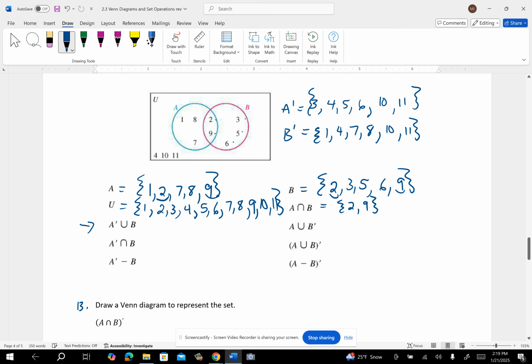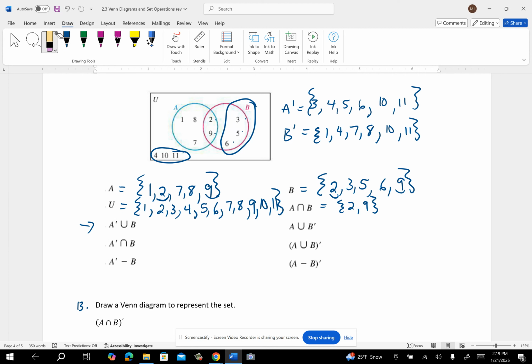If I need the complement of A and I want to union that with B, I could try to do it from the picture. So the complement of A would be, I'm going to circle them, these guys here, together with these guys here. What you see in blue, that would be the complement of A outside circle A. I could just look at the list, okay.